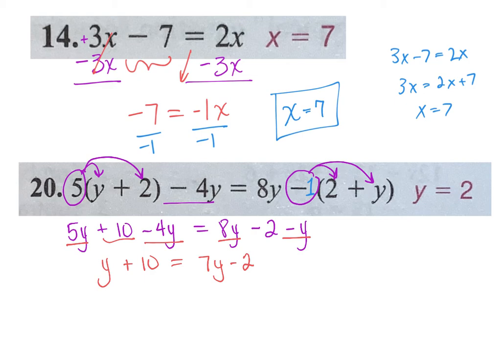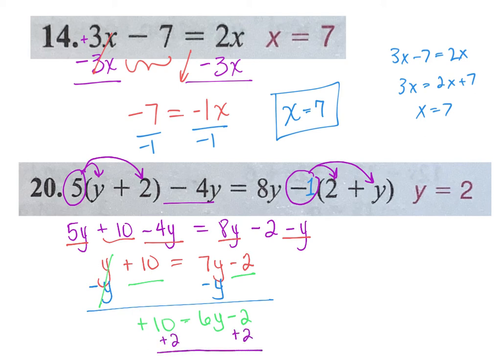All right, and it doesn't matter which way you move these, again, which side you move them to. I would probably move them over to the right. So I'm going to move the y over, minus y. That cancels out. I have just a positive 10 here. Equals 7 minus 1, that's 6y, and then I have a minus 2. I'm then going to add my 2 over.